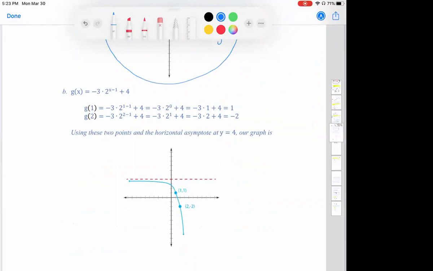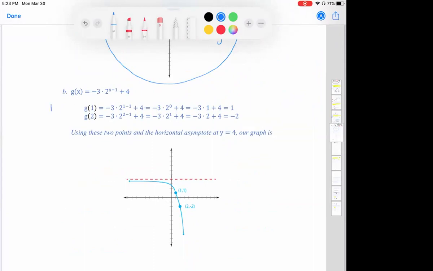All right, B, your question is g of x equals negative 3 times 2 raised to the x minus 1, plus 4. Whoa, that's a lot to do. For some reason, I don't like reading the math sideways, but I can go ahead and do it side by side, or going down, working my way down.